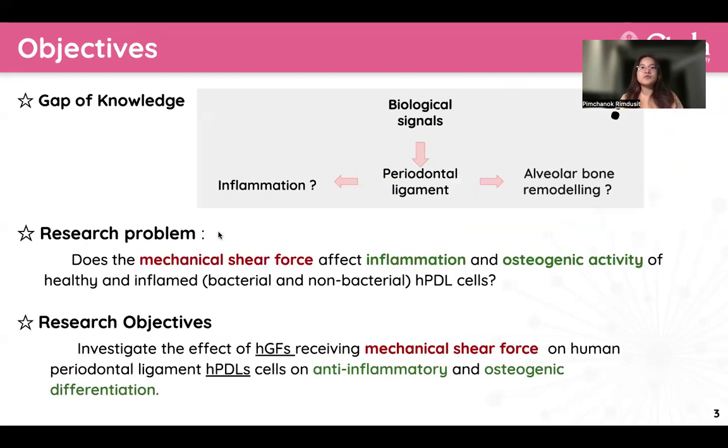Does the mechanical shear force affect inflammation and osteogenic activities of human periodontal ligament cells under gingival inflammation? Mainly, our research aimed to investigate the effect of gingival fibroblasts receiving mechanical shear force on PDL cells on anti-inflammatory and osteogenic differentiation.